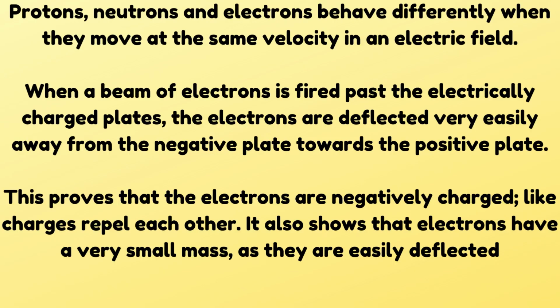Protons, neutrons and electrons behave differently when they move at the same velocity in an electric field. That's what we have seen now. When a beam of electrons is fired past the electrically charged plates, electrons are deflected very easily away from the negative plate towards a positive plate. This proves that electrons are negatively charged. Like charges repel each other, it also shows that electrons have a very small mass and they are easily deflected.